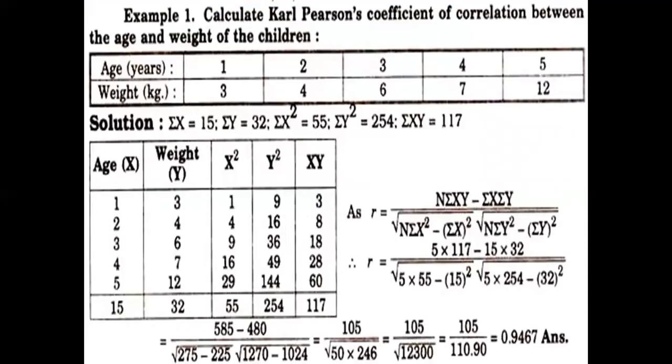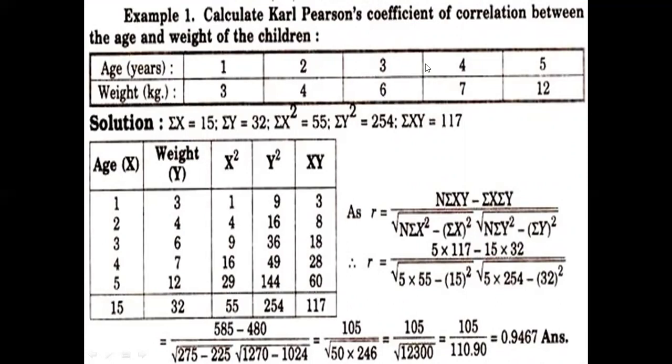Now go through with the example, which is very important and very easy to understand if you learn properly. In this particular question, we need to calculate Karl Pearson's coefficient of correlation between the age and weight of the children. Here, age in number of years is given and weight in kg is also given in this data set.